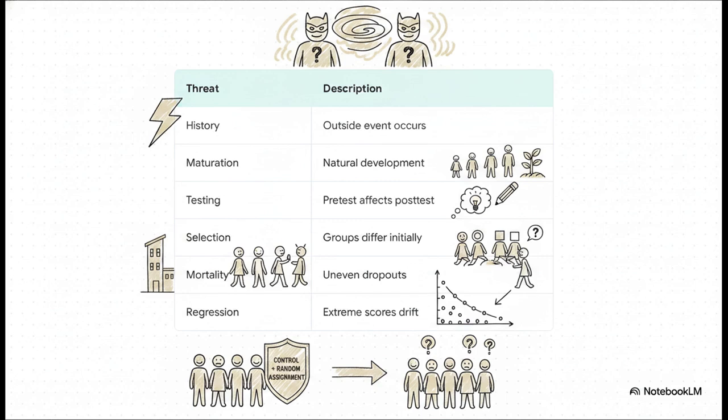Without a control group and random assignment, literally any one of these villains could be the real cause of the changes in your data.